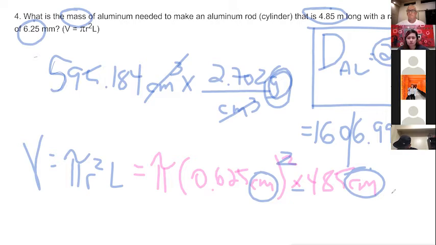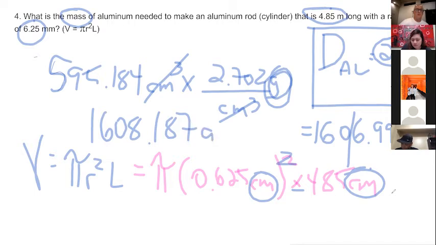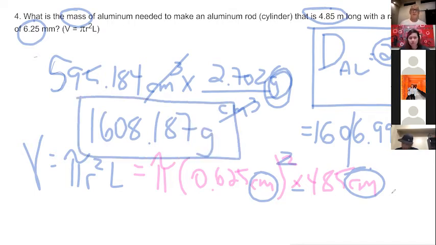I got a different answer. I got 1608.722. Oh yeah, 1608.187. Is that what you got? Actually, that's not going to affect our final answer. So it was 1608.187 grams. So here's our answer, and we need 3 significant digits.